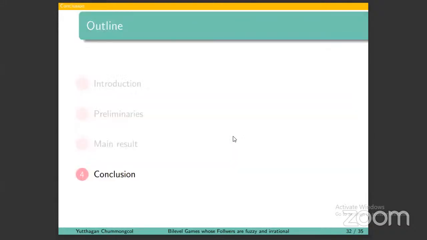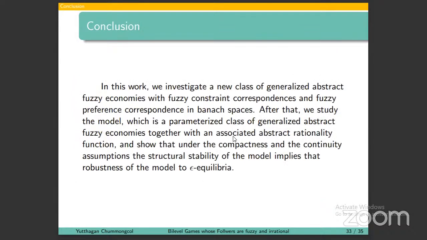Finally, conclusions. In this work, we investigate a new class of general abstract fuzzy economy with fuzzy constraint correspondence and fuzzy preference correspondence in Banach space. After that, we study the model with a parameter class of general abstract fuzzy economy together with an associated abstract rationality function, and show that under the compactness and continuity assumptions, the structural stability of the model implies robustness of the model to epsilon equilibrium.